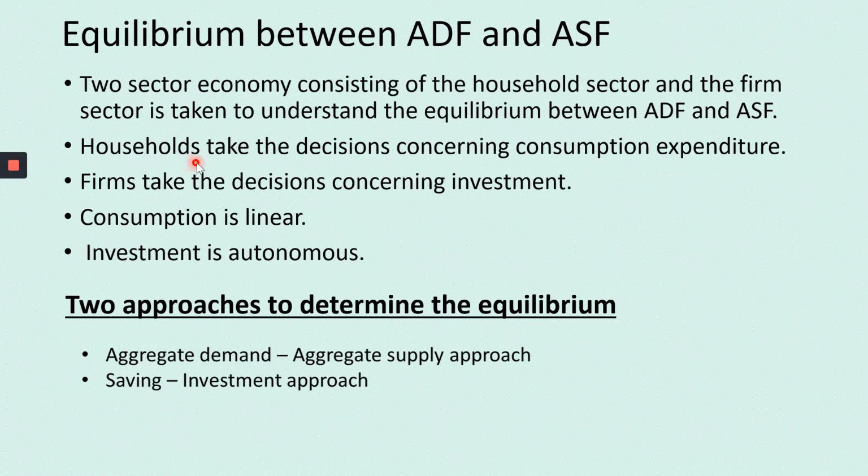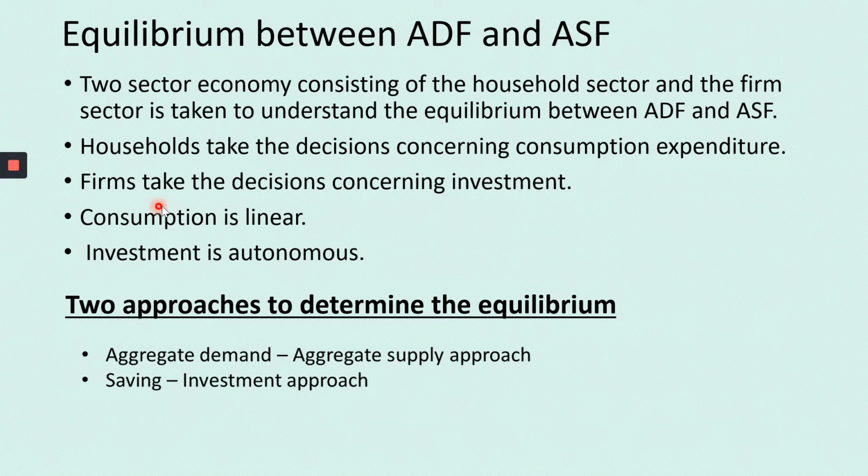Okay. So all the decisions concerning the consumption expenditure is taken by the household. So in our houses, we only make all the decisions. So what all expenditure we have to do at home, only we decide. Nobody decides it for us. The consumption expenditure at my home is decided by me and my family. So the households take the decision concerning consumption expenditure.